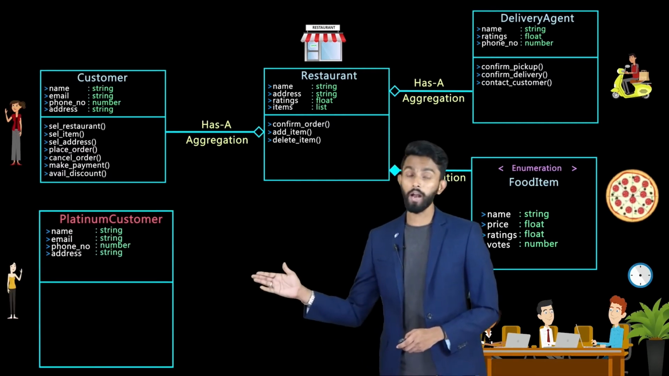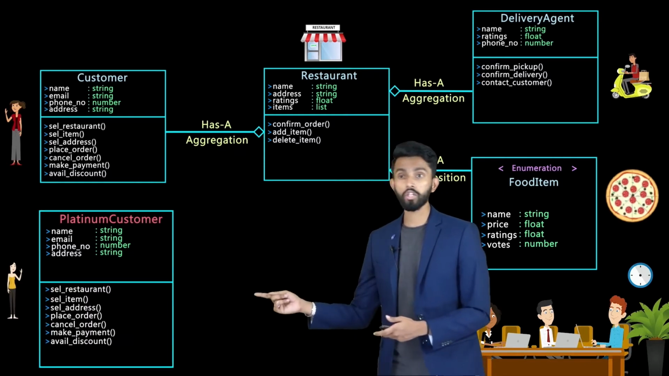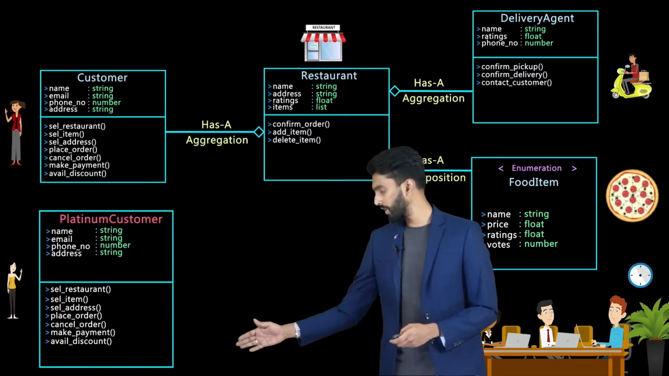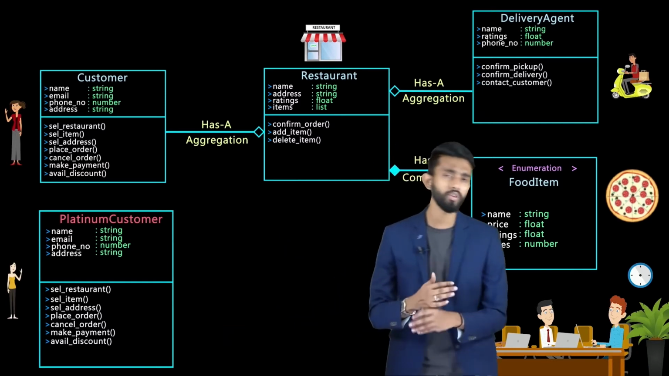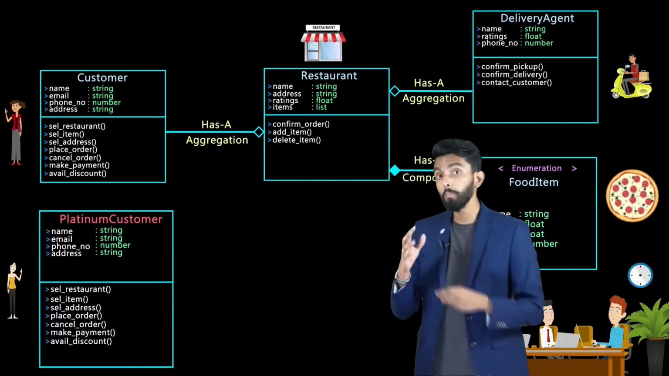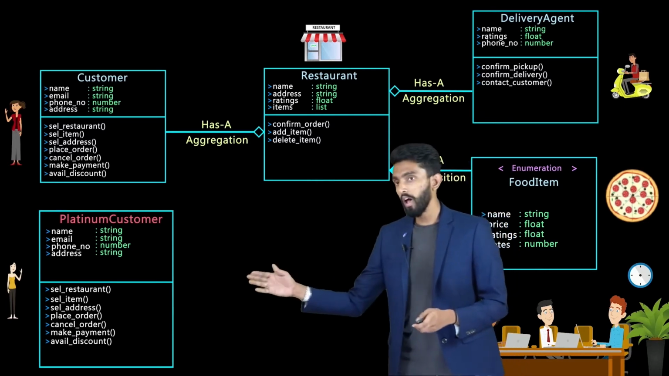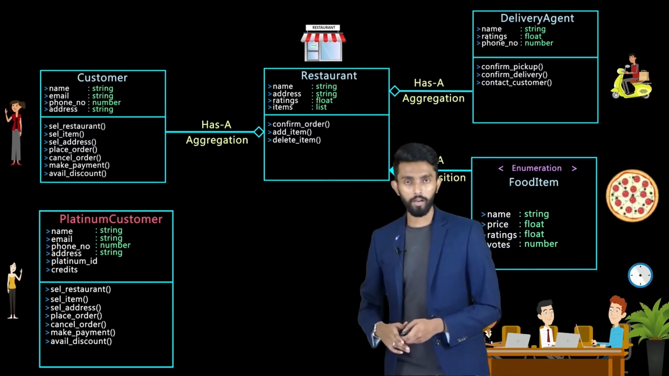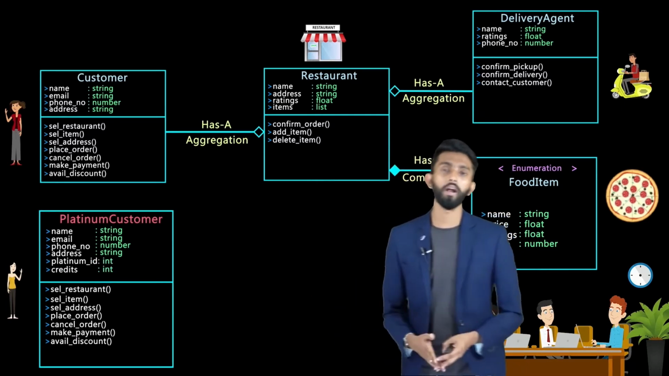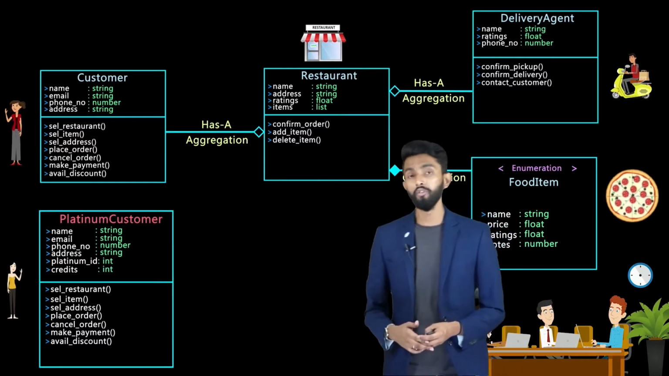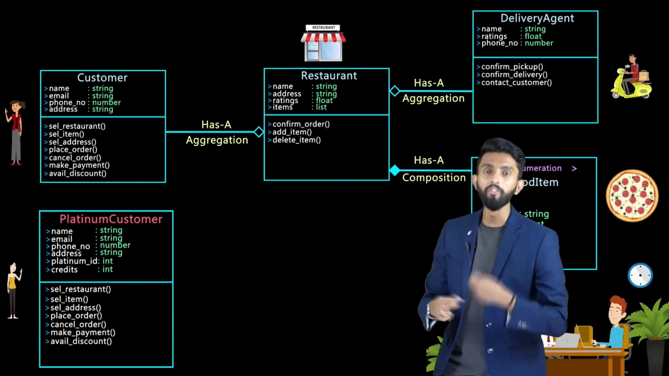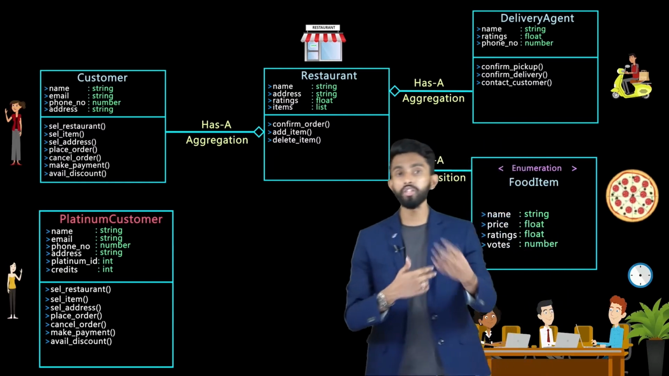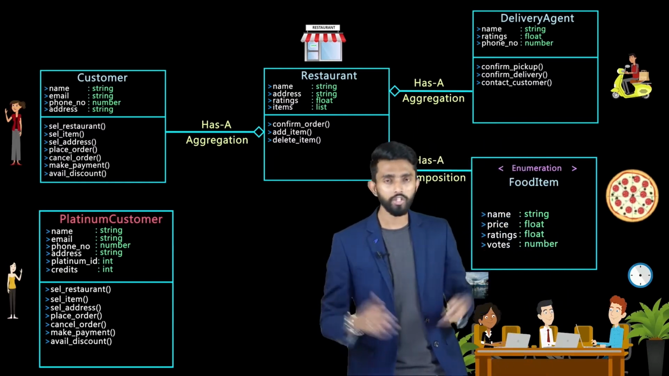Obviously, being a platinum customer, they would have something extra. What is that, I will tell you, but all these behaviors they would also have, just like a customer. They can also select a restaurant, all that they can do. But being platinum, they have something like a platinum ID, which shows that they are a platinum customer, and credits, which basically is a point system which they can exchange to get some discounts, special offers, etc.